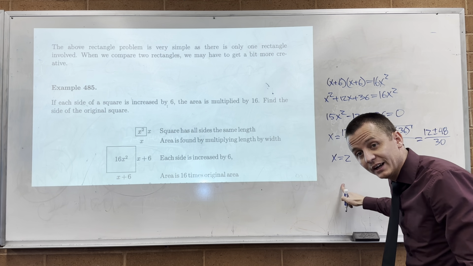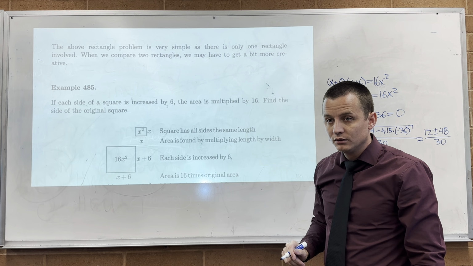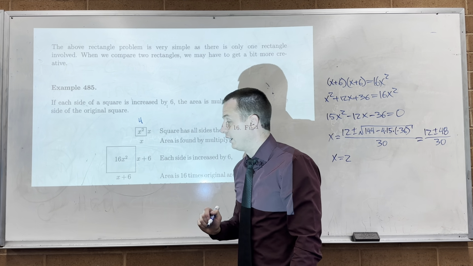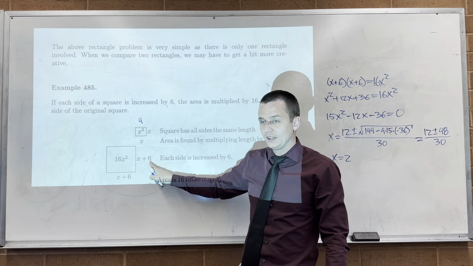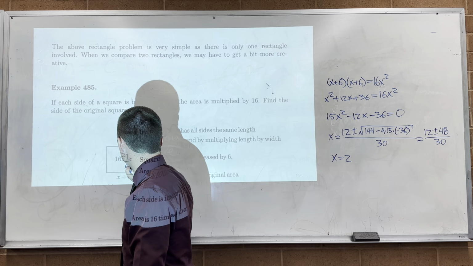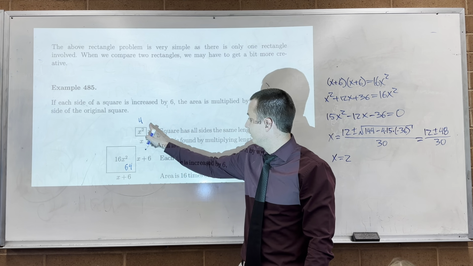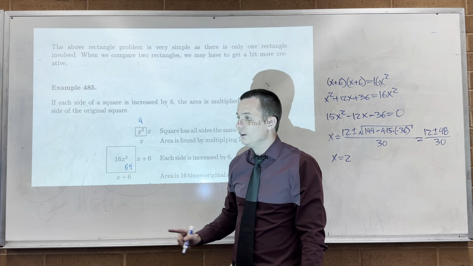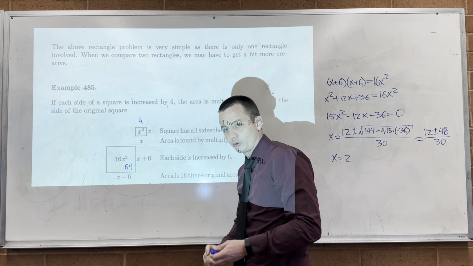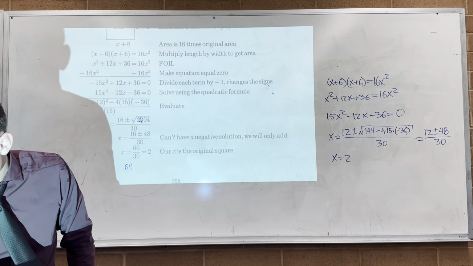And we can go ahead and check that really quick. Let's see, 2 times 2 gives me 4. So we're saying that our initial square here had an area of 4, right? Now, let's see, what's 2 plus 6? 8. So 8 times 8 gives me 64. Is 64 16 times more than 4? Yes, 4 times 16 gives me 64. So this square has 16 times as much area as this square. So our initial square had side lengths 2, or area 4. Make sense? Okay.